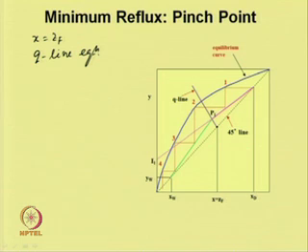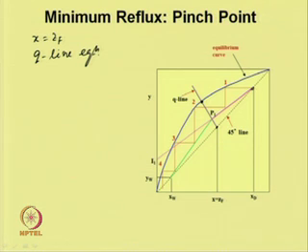So, the Q line equation is known to us. We can plot the Q line and we have the equilibrium curve. Then we can obtain the intersection point between the feed line and the equilibrium line. This will be the pinch point, and then we can plot the operating line in the rectifying section. That operating line will intersect the y axis at a point that gives the intercept, so that we can get the minimum reflux ratio.